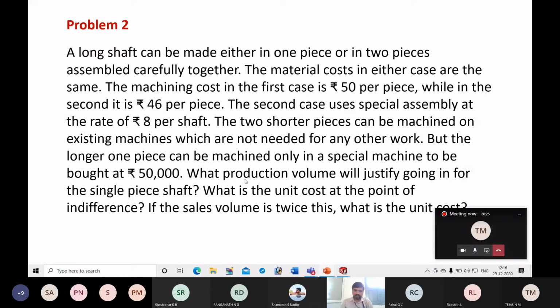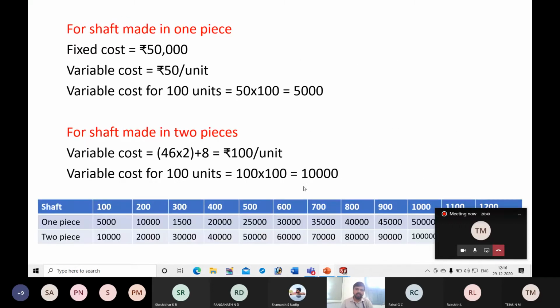Okay, next, what production volume will justify going in for the single piece shaft? What is the unit cost at the point of indifference? If the sales volume is twice this, what is the unit cost? Okay, these are the questions for which you have to find the answer.